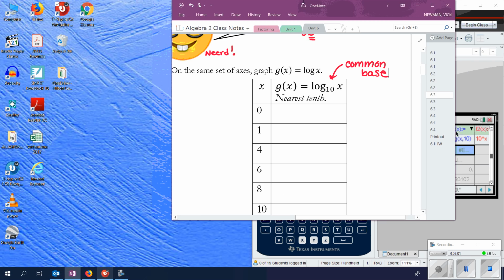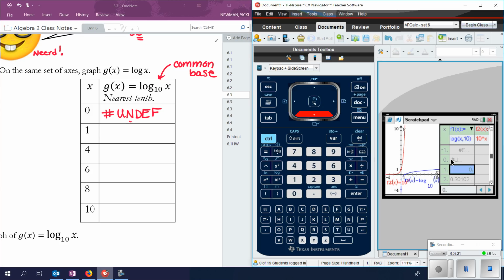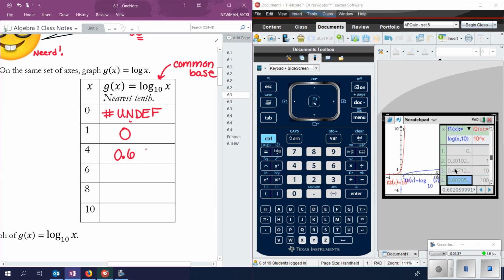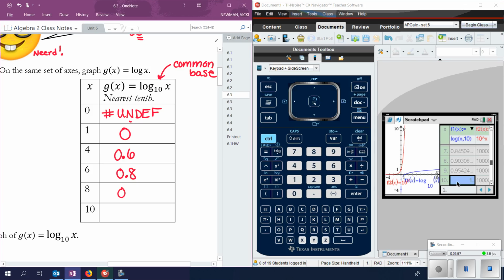So let's go here. Log of 0, we can see, is undefined. So let's write that down. Then log of 1 is 0. 4 is our next good point. Log of 4 is 0.602. And when we're graphing, it's easiest to do nearest tenth because hundredths really are not helpful. Then we get 0.778, so I'm going to go with 0.8. Then 8 is 0.9, and 10 is 1.